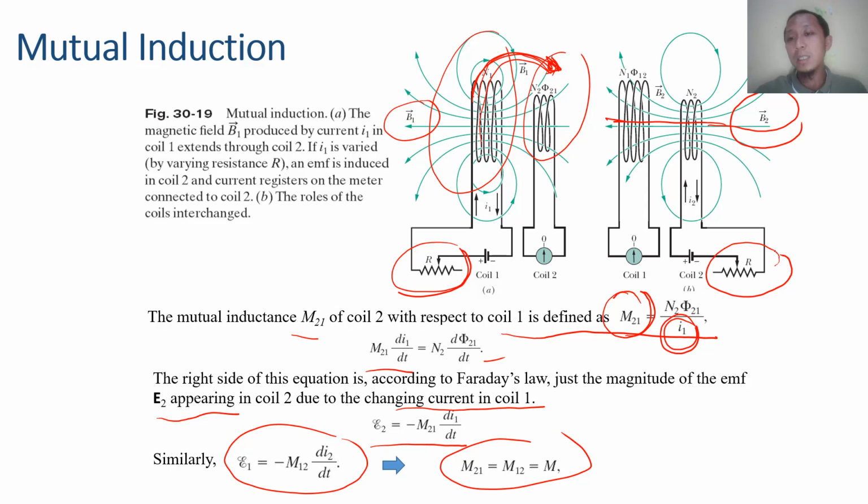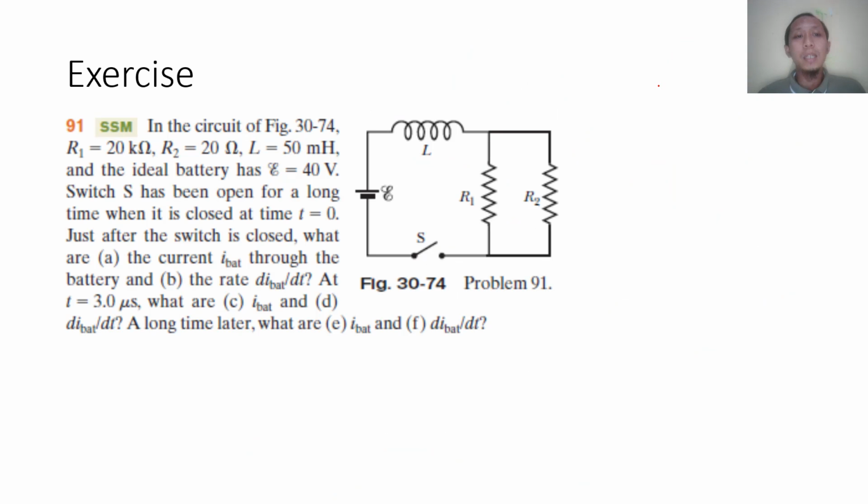We change the current in coil 2 and a current will be induced in coil 1 like this one. So the induction of inductor 1 to inductor 2 is what we call mutual induction. So it's like this one. And then we have an exercise like this one.